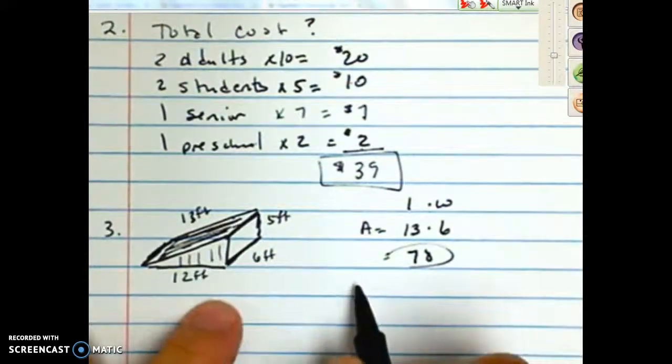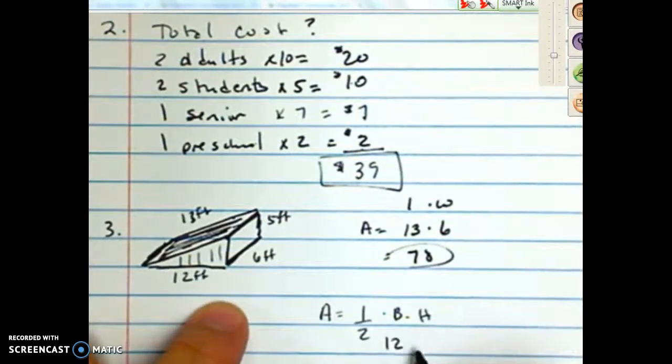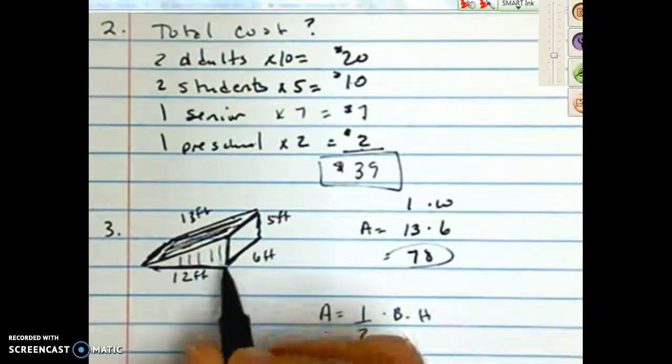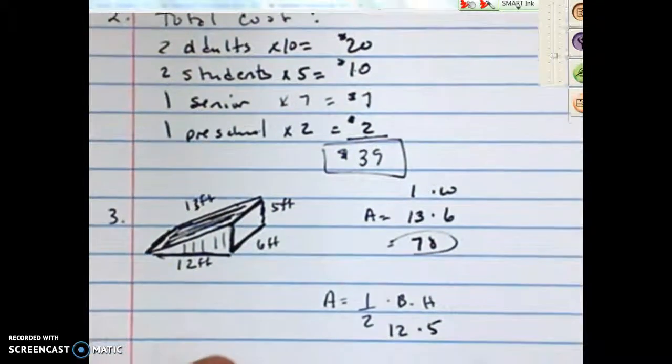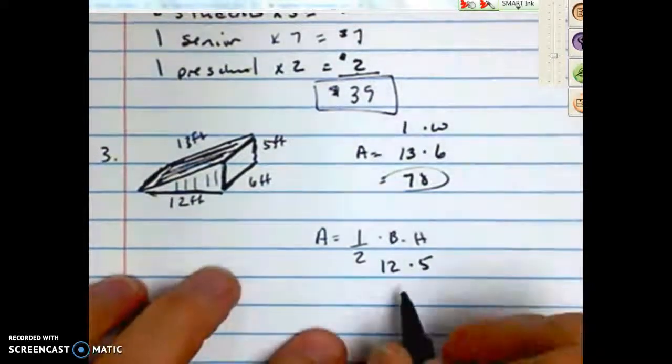So we have the area of the triangle, we have the base, and usually the area is 1/2 times base times height. So the base is 12, and the height of this triangle is 5 feet. So base of 12 and height of 5 feet. So 12 times 5. And if you know your basic facts of 12 times 5, you know, of course, that is 60.